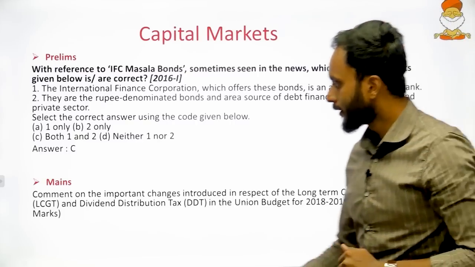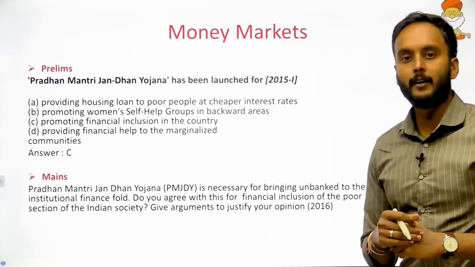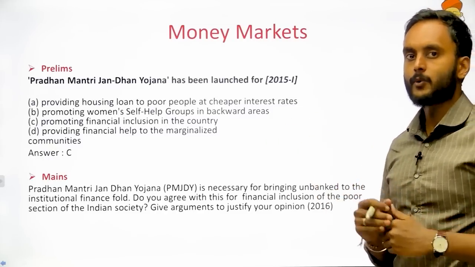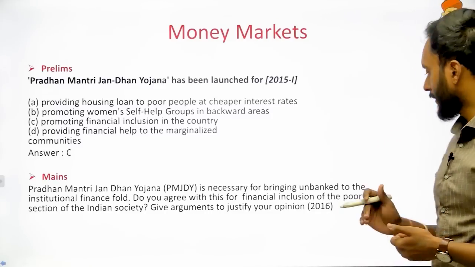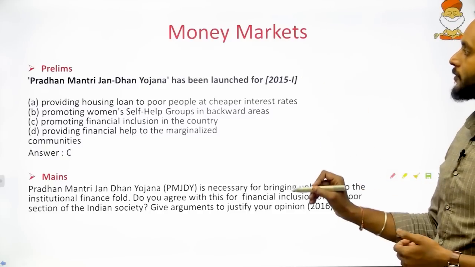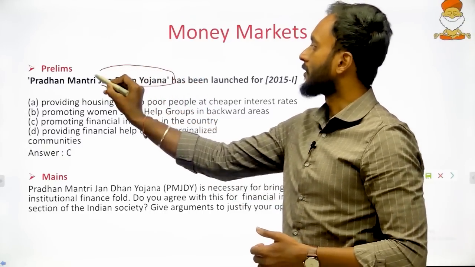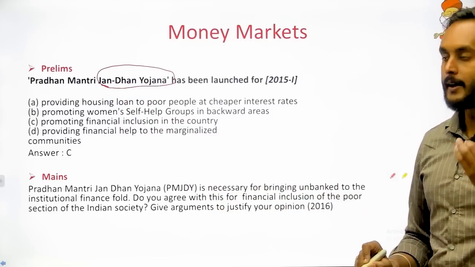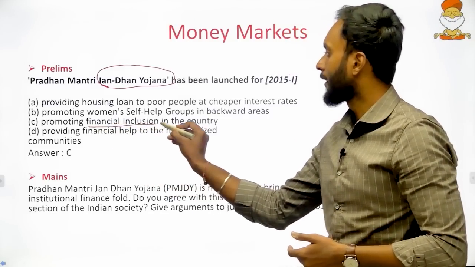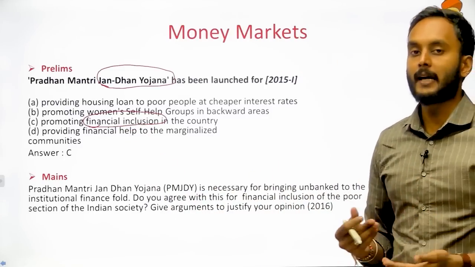If you look at the money market, you will notice that the question is about, and here I have put this question to help you understand a trend. The question in prelims in the year 2015 was regarding Pradhan Mantri Jan Dhan Yojana, JDY. I'm sure you might have heard of it. It is related to promoting financial inclusion and to opening of basic savings bank accounts in our country.